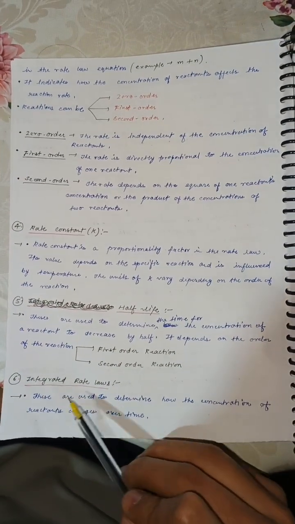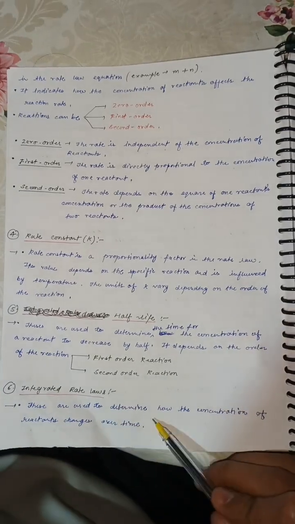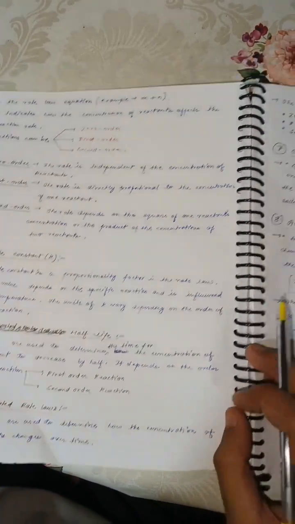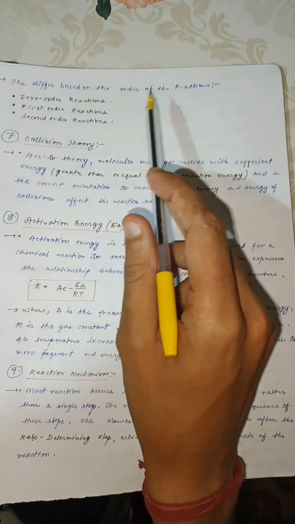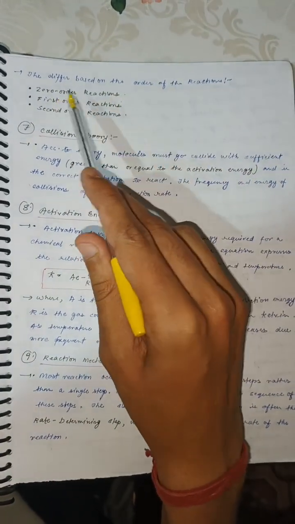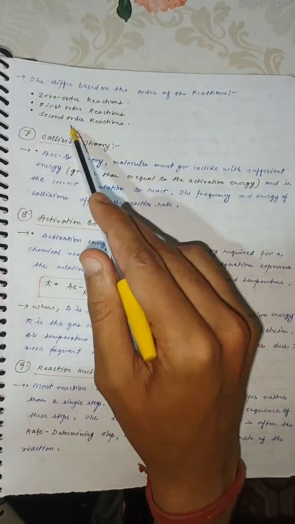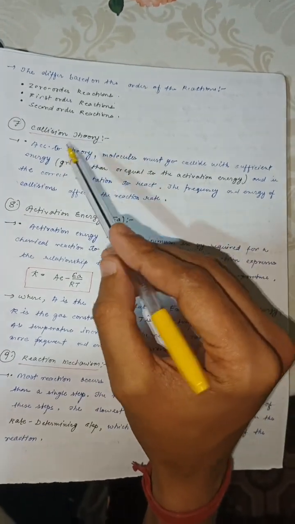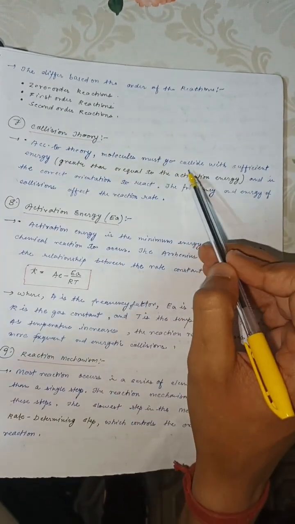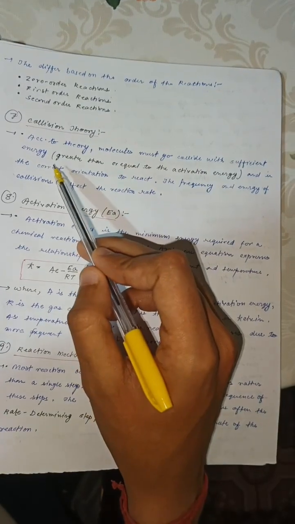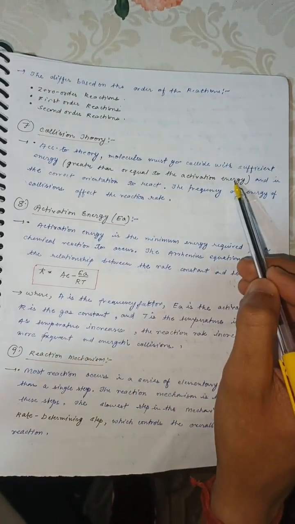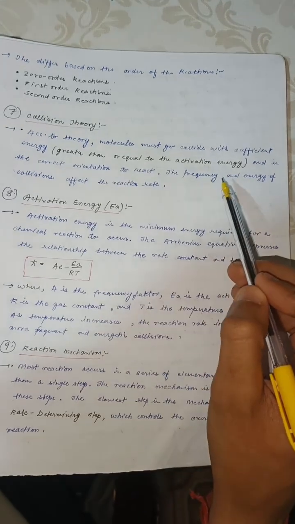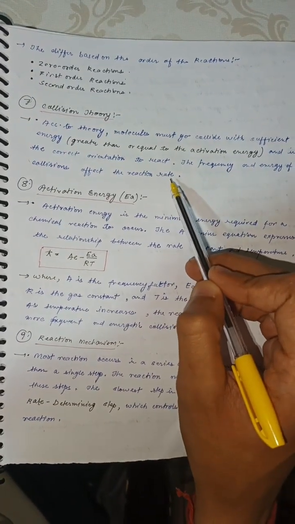Sixth one is integrated rate laws. These are used to determine how the concentration of a reactant changes over time. This differs based on the order of the reactions, like zero order reactions, first order reactions, and second order reactions. Seventh one is collision theory. According to the theory, molecules must collide with sufficient energy, greater than or equal to the activation energy, and in the correct orientation to react. The frequency and energy of collisions affect the reaction rate.